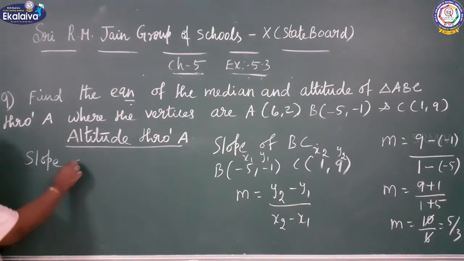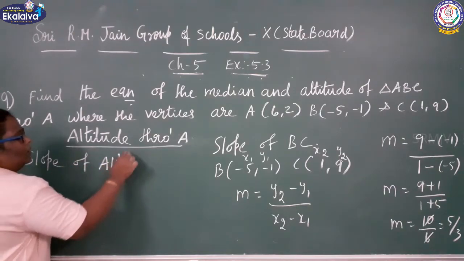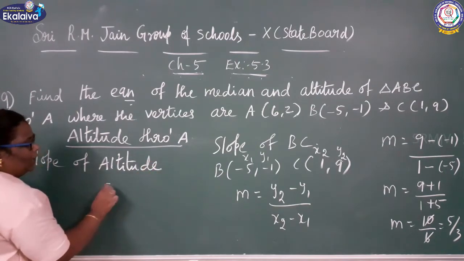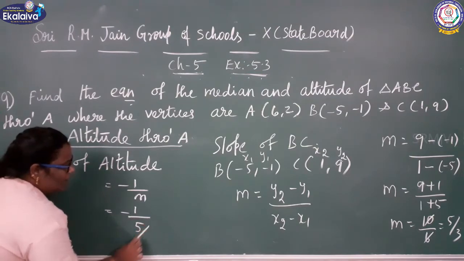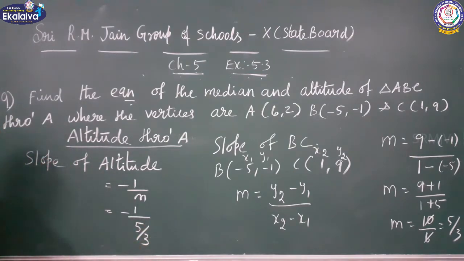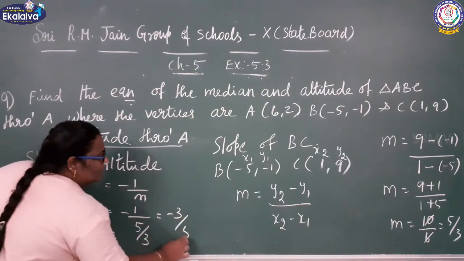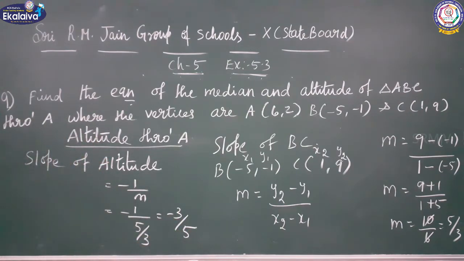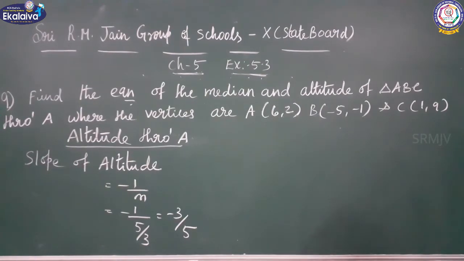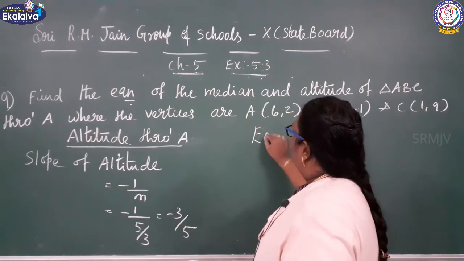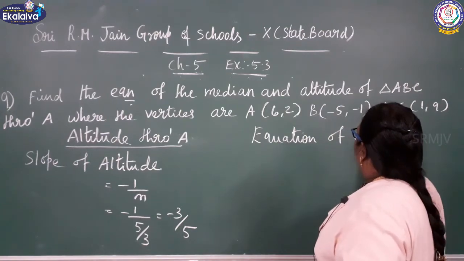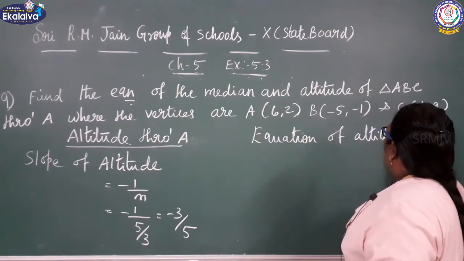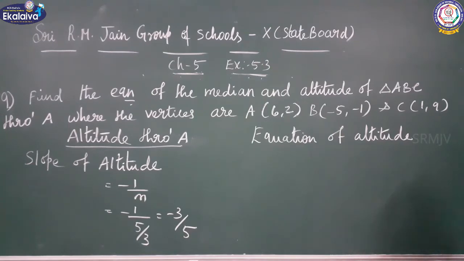So slope of altitude equal to minus 1 by M. It gives minus 1 by 5 by 3. Reciprocal that value. It gives minus 3 by 5. Now we should find out the equation of the altitude. Altitude passing through A. What is the point A?